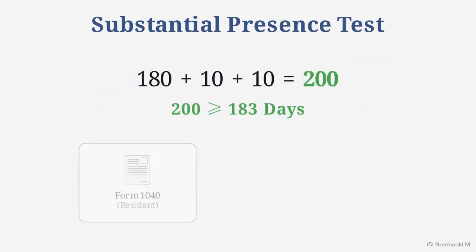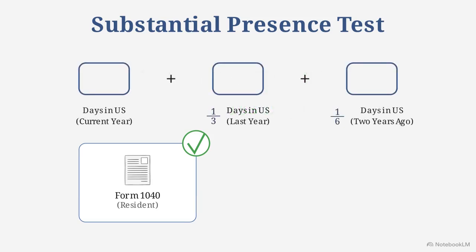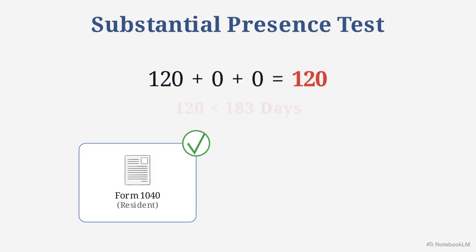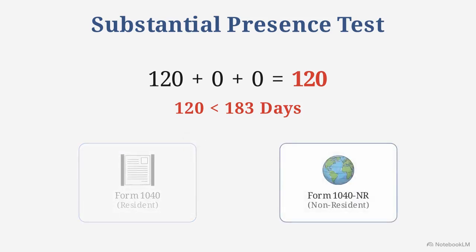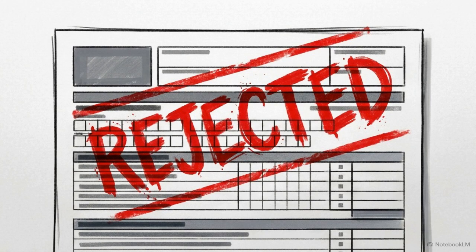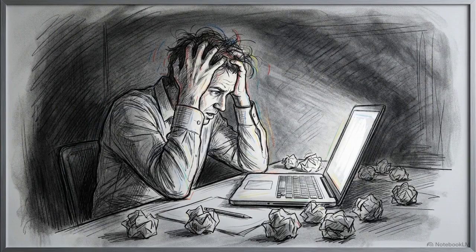If that total hits 183 days or more, you are legally classified as a U.S. tax resident. You will file Form 1040, the exact same form used by U.S. citizens. If your total is strictly under 183 days, which is common if you arrived halfway through the current year, you file Form 1040-NR for non-residents. Getting this calculation wrong forces you onto the wrong tax form. That single error invalidates your entire return before you report a single dollar of income.